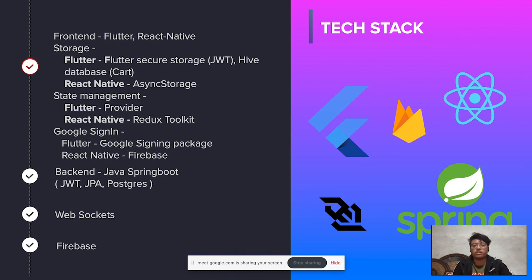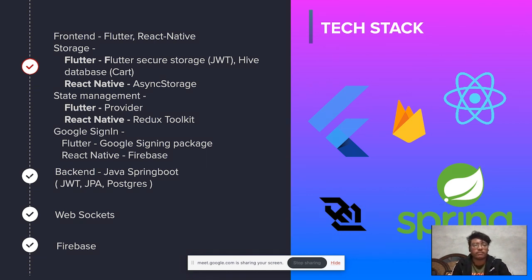The user has a feature to order a meal, in which the user can easily order meals according to food timings in different locations. For storing the meals of the user, we are using a Hive database. So that's all about the Hive database. In React Native, we are using async storage for storing a JWT token for authorization. In the state management part, we are using Provider, a third-party package for Flutter. In React Native, they are using an open source JavaScript library named Redux.